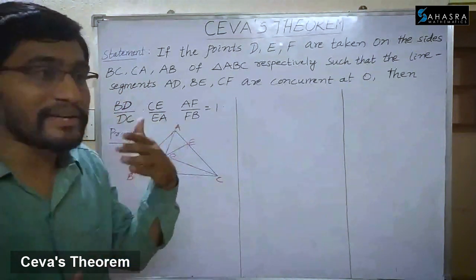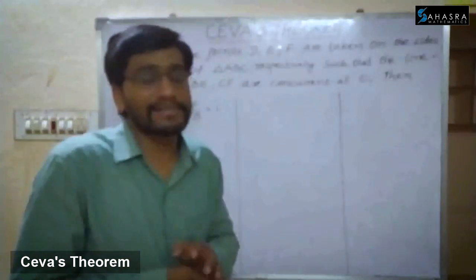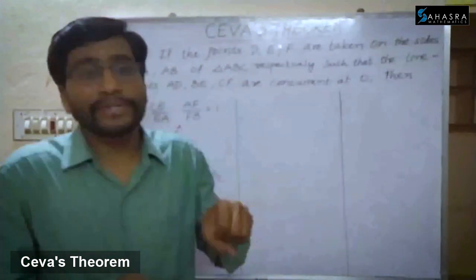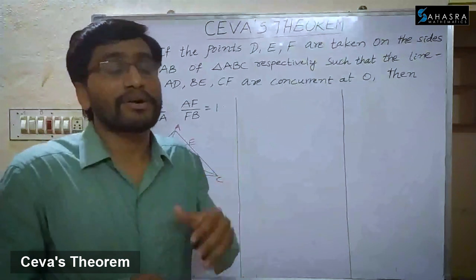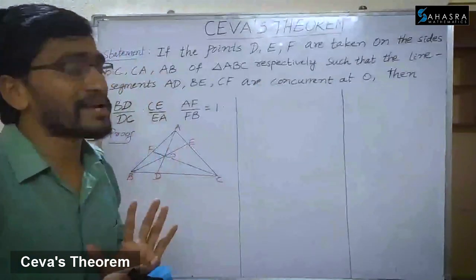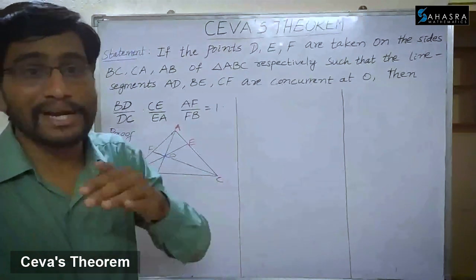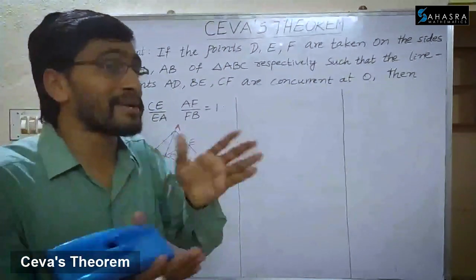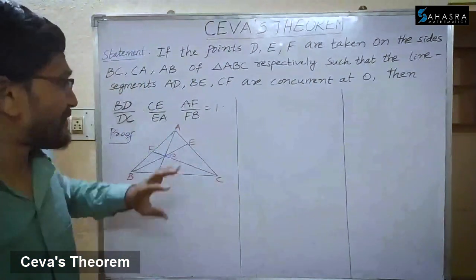If we observe different types of triangles, medians, altitudes and angular bisectors are some special cases of cevians. Medians, altitudes and angular bisectors are the special cases of cevians.